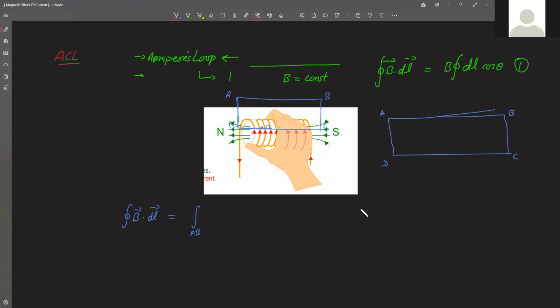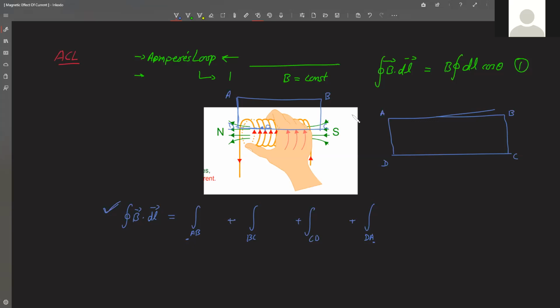Right? This plus the same thing for segment B to C, then the same thing for segment C to D, and the same integration for segment B to A. So from where we started A, we ended up at the same point A. Now this is the closed or total integration, which has been divided into these 4 integrations.